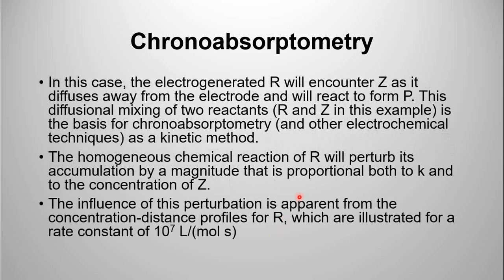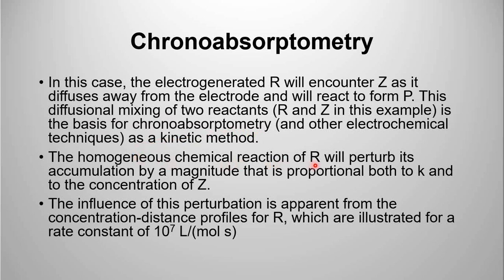In this case the electrogenerated R will encounter Z as it diffuses away from the electrode and will react to form the product. This diffusional mixing of two reactants, that is R and Z, is the basis for chronoabsorptometry and some other electrochemical techniques and makes it a kinetic method.